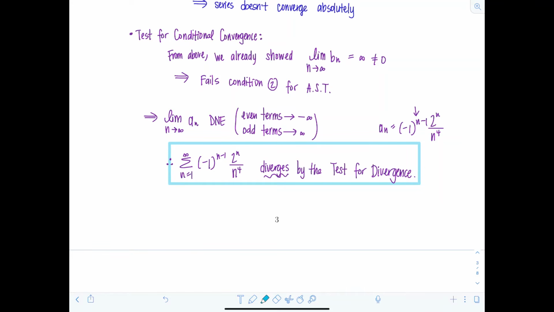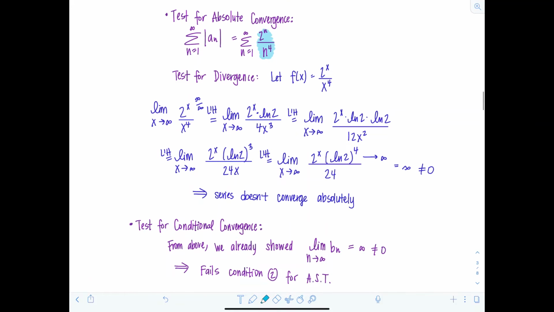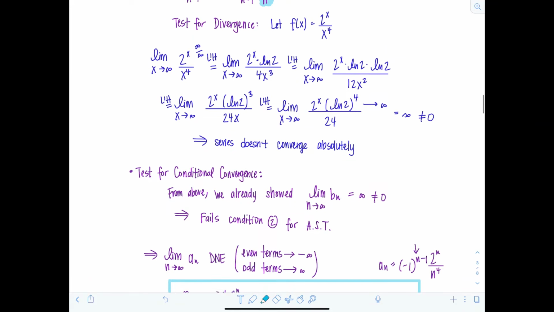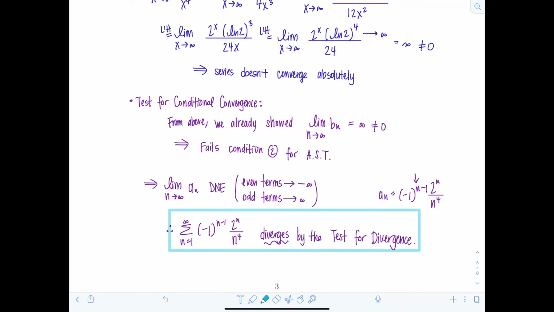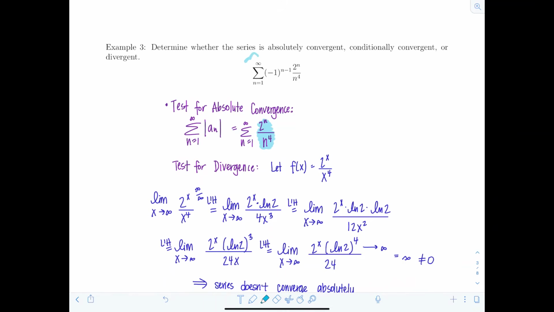Now, right here is where a bunch of students will ask me, if I notice that, do I have to even go through the beginning part of the test, testing for absolute convergence, to begin with? And the answer is no, you don't need to. So if you look at your series from the very beginning, and you're asked to test for absolute or conditional convergence or find if it's going to diverge, and you already notice, hey, these terms are not shrinking.